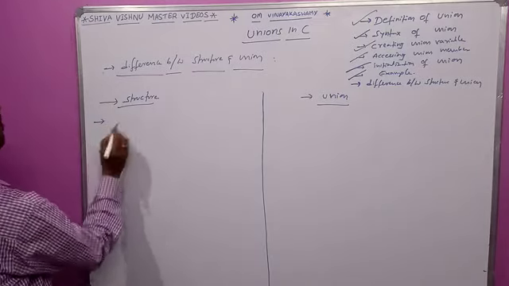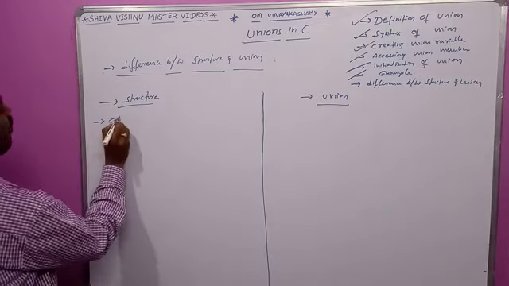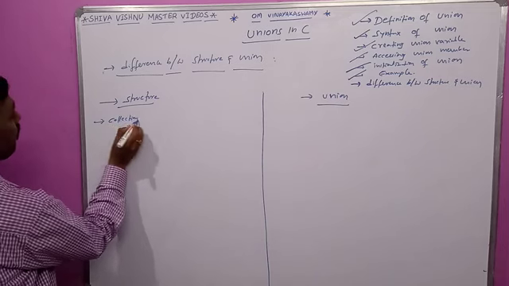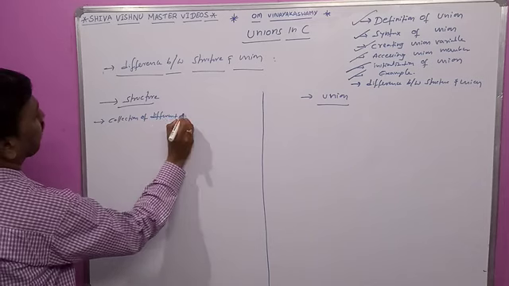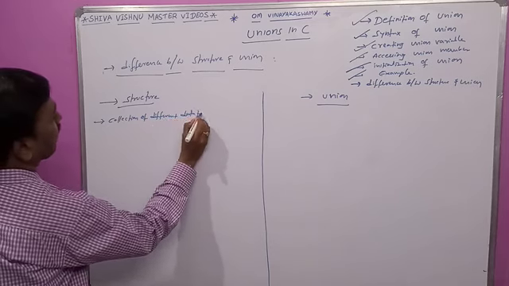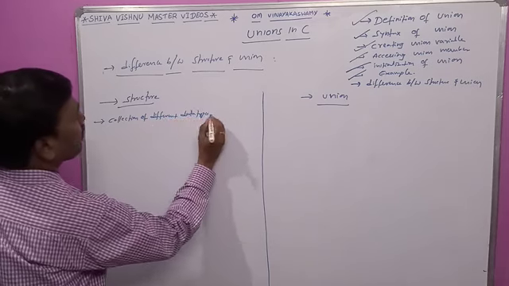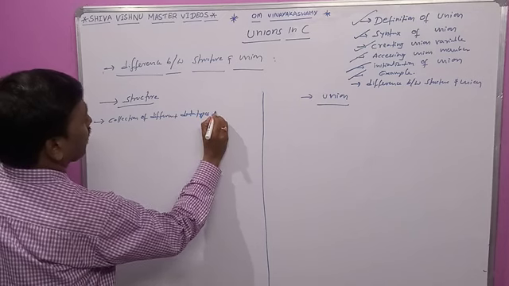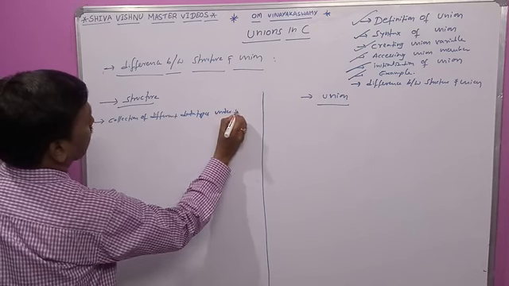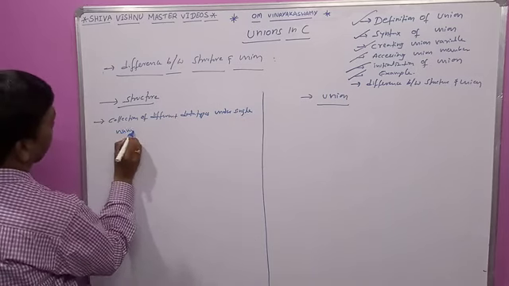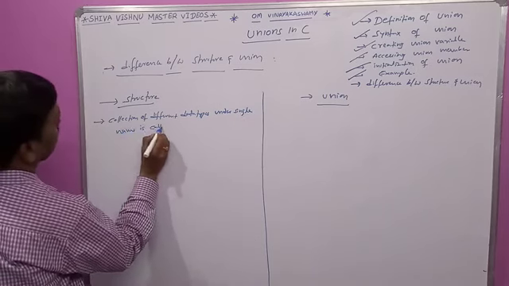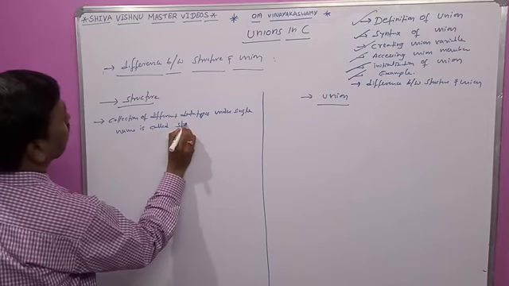Here you can see the definition: a collection of different data types under a single name is called a structure.